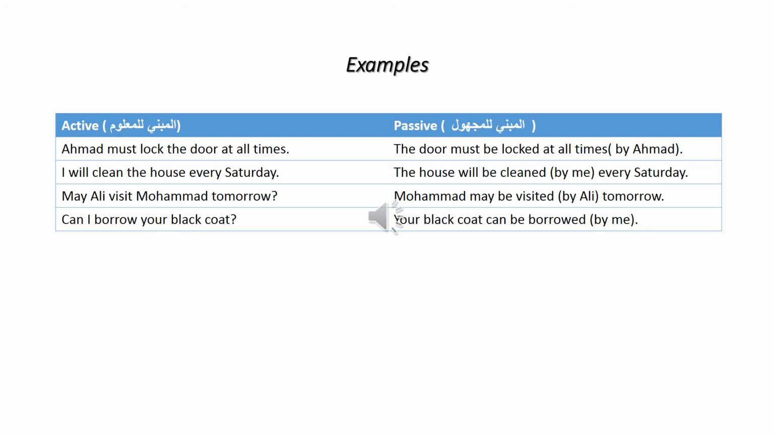The fourth example: can I borrow your black coat? بقدر أستعير معطفك الأسود. I start the sentence or the question here with can, then the subject, then borrow, the verb, and it is in the infinitive form, then the object, your black coat. Look here, this example and the previous example, they are questions.